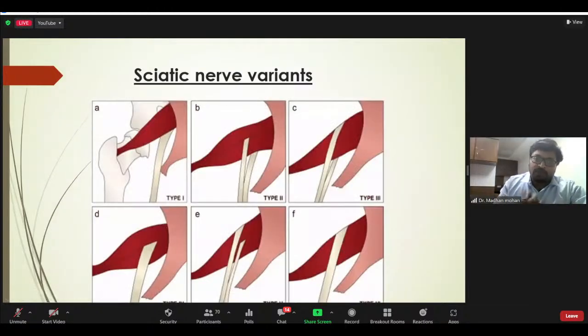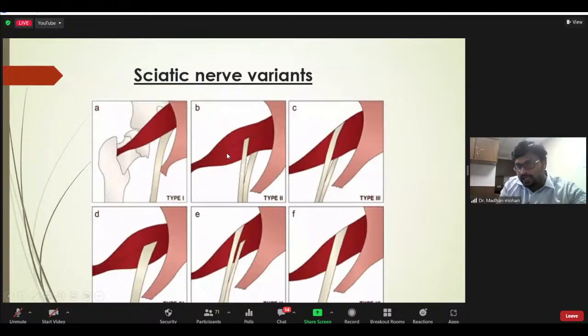And one more thing we need to come across during a sciatic nerve block is that there may be some anatomical variants, though they may not be so frequent. There have been some 6 variants which have been identified and published in the literature. If we take the first one, this is the normal one, where the nerve arises and lies underneath the piriformis and exits out underneath the piriformis.